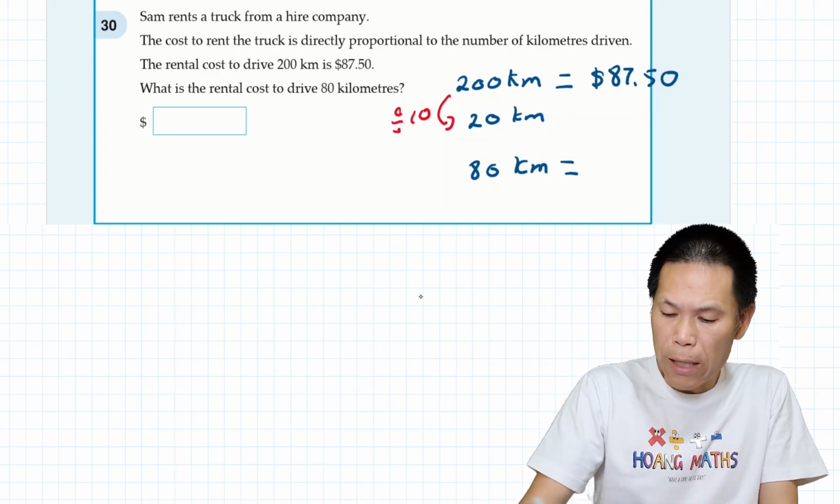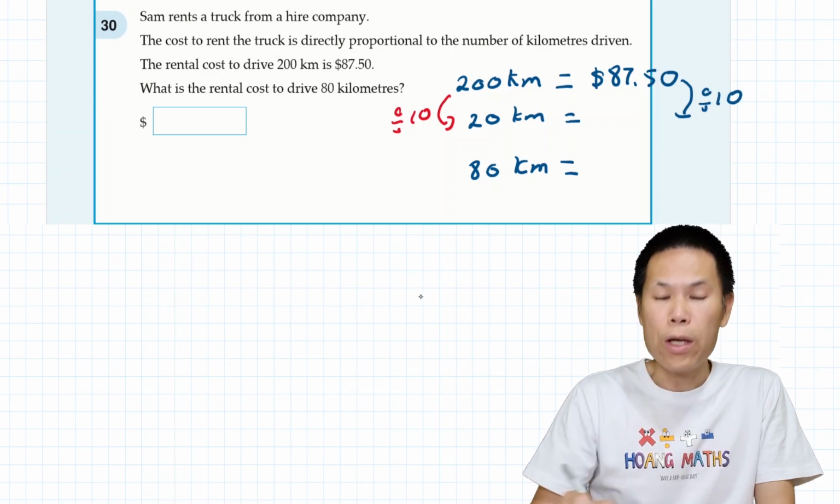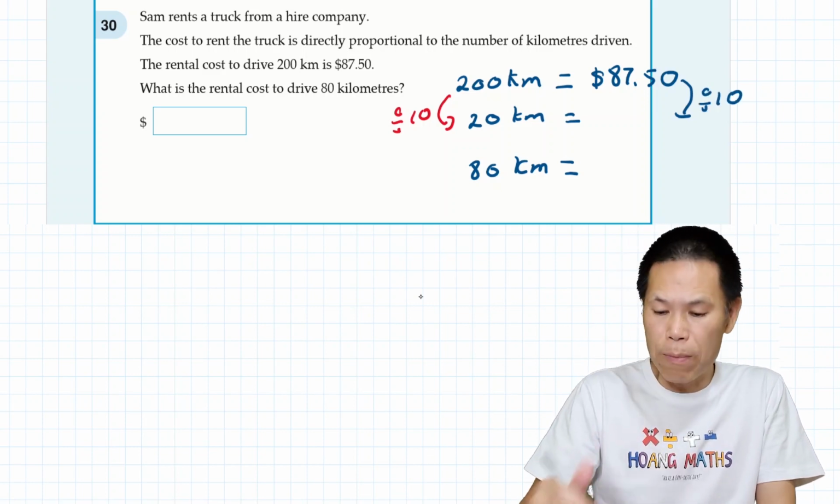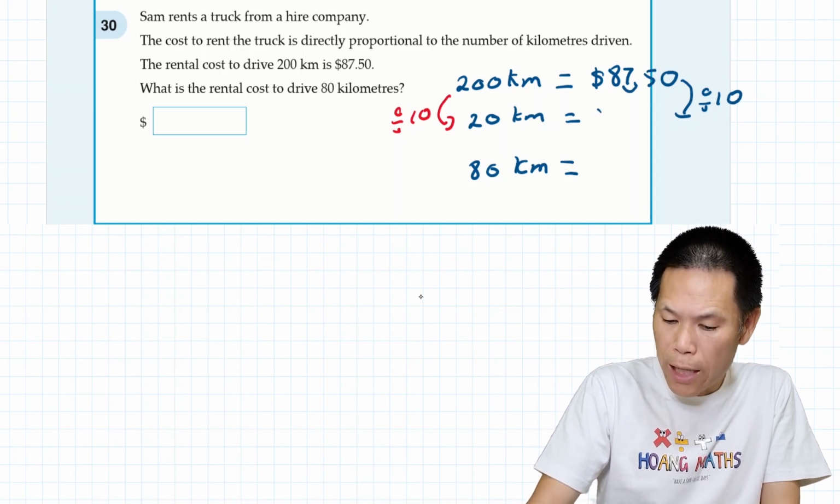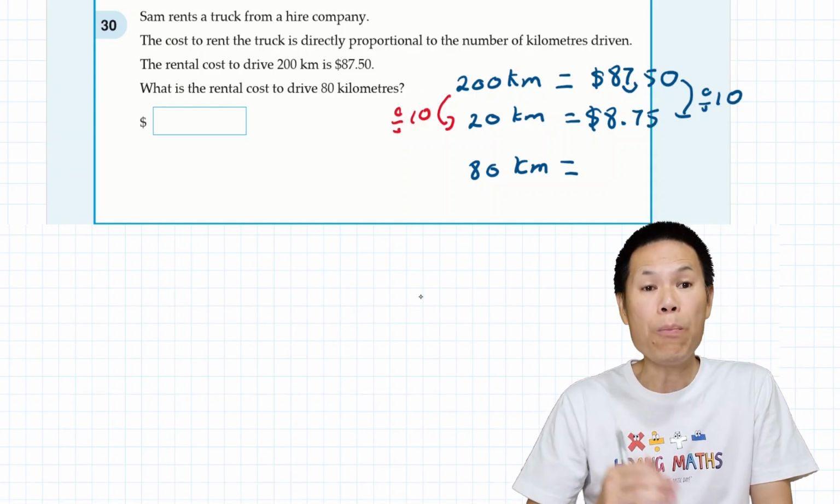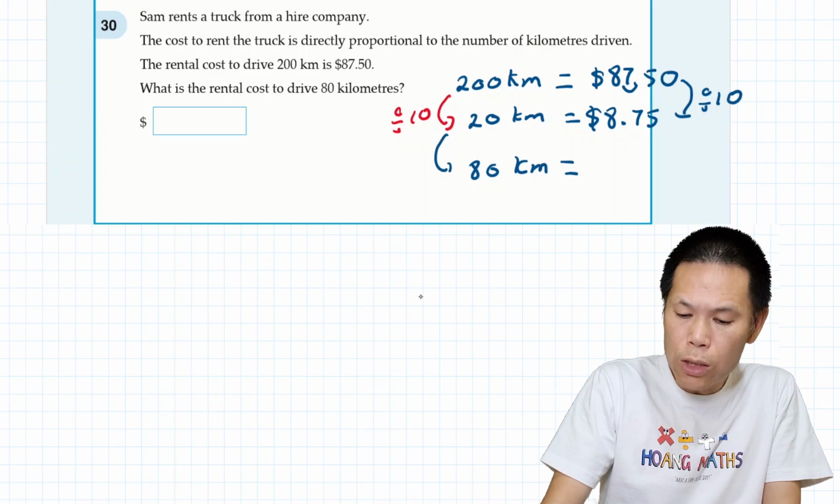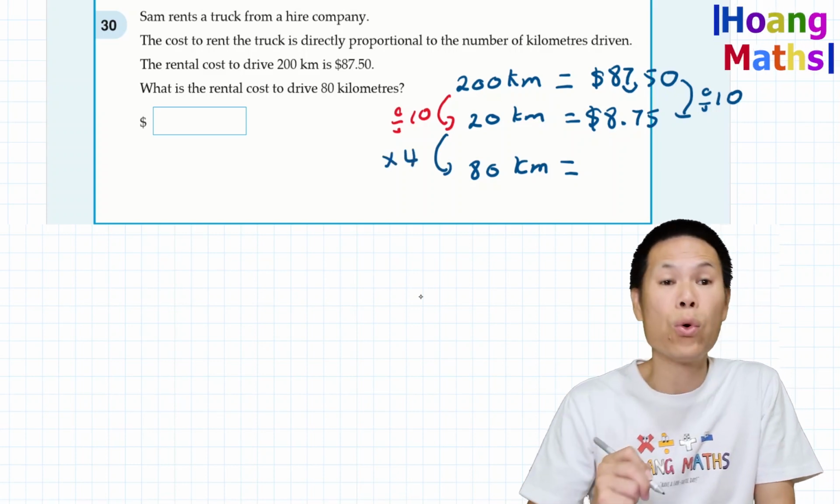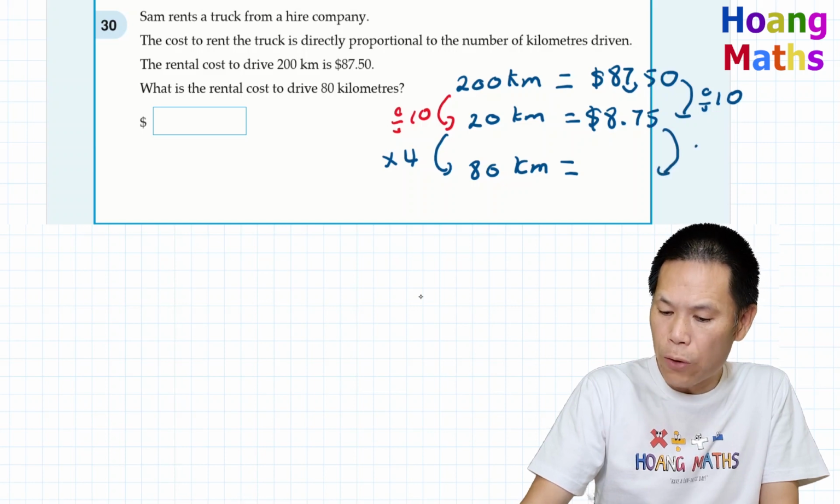So now I divide by 10, and on this side, I need to divide by 10 as well. So 87.5 divided by 10, we just move the decimal point across, so it becomes $8.75. Now from 20 to 80, we just need to times 4, because 20 times 4 is 80. So we times 4 here as well.